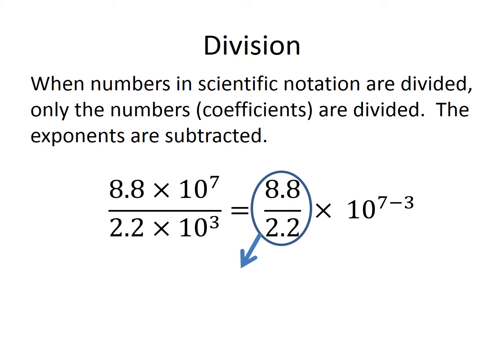So our 8.8 divided by 2.2 gives us 4, and our 7 minus 3 gives us times 10 to the 4th. This is how we do division. Remember, multiplication, we add exponents, and division, we subtract exponents.